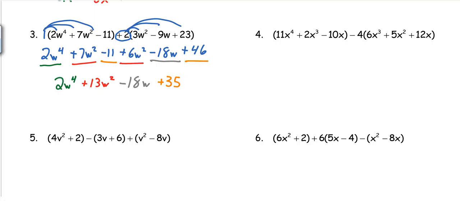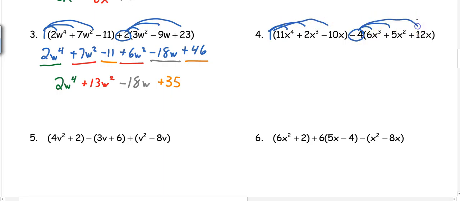Number 4, in the first set of parentheses, there's nothing in front, so I have a positive 1 that I'm going to distribute. In the second set, I have a negative 4 to distribute. So I get 11x to the fourth plus 2x cubed minus 10x minus 24x cubed minus 20x squared minus 48x.